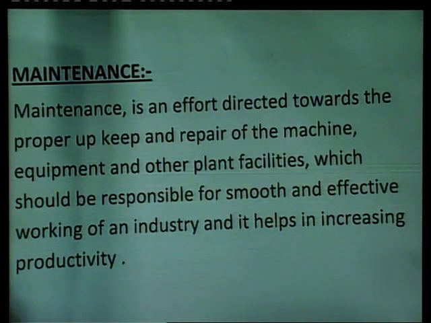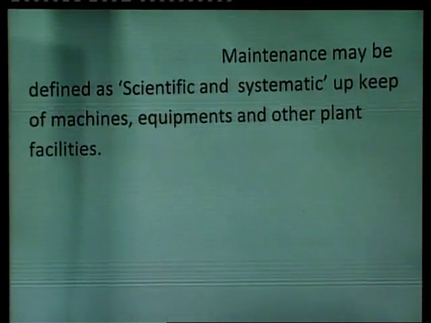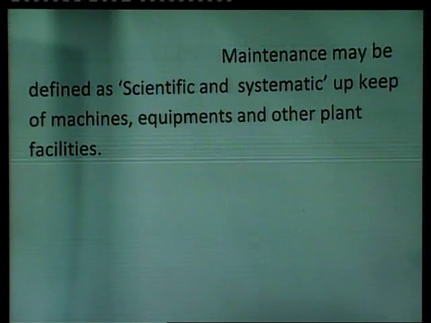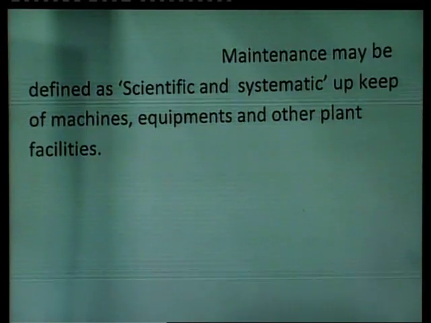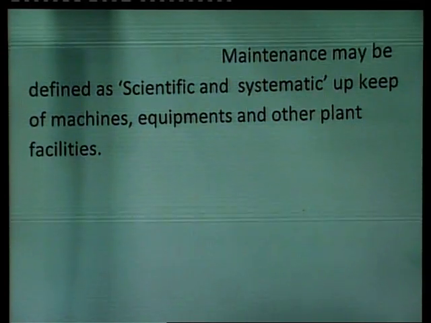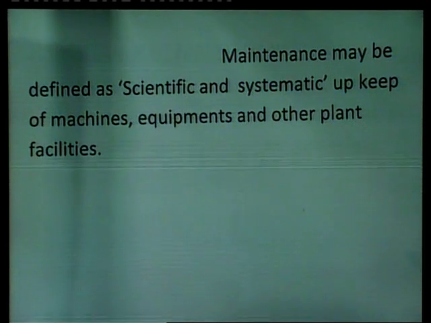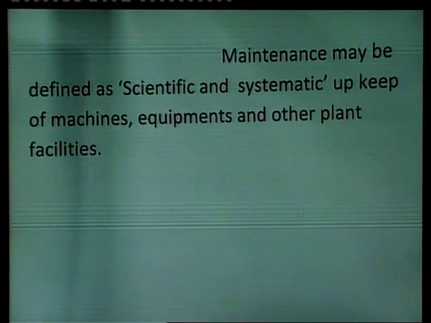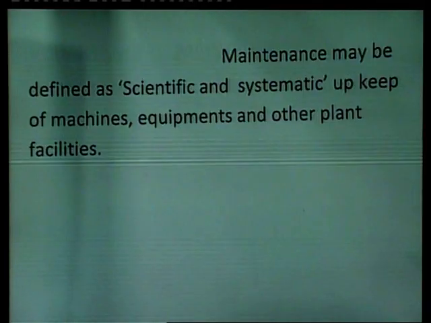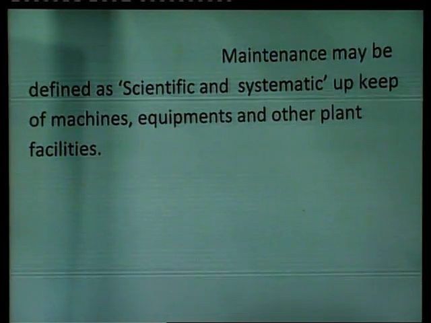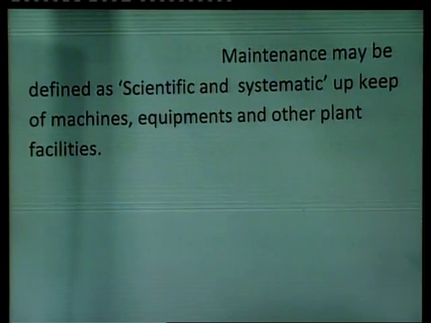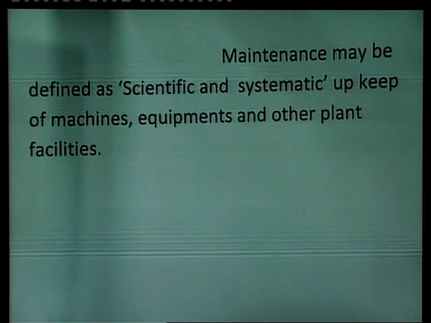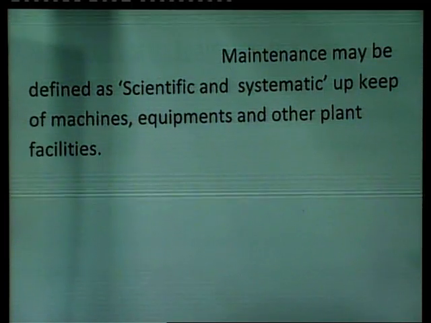So maintenance can also be defined as scientific and systematic upkeep of machines, equipments, and other plant facilities. In other words, maintenance may be defined as work undertaken in order to keep or to restore every facility to an acceptable standard, and is a combination of various activities carried out to retain an item in service or to restore it to an acceptable condition.